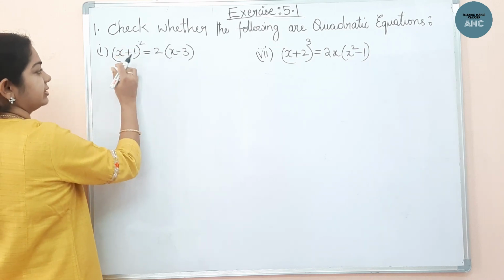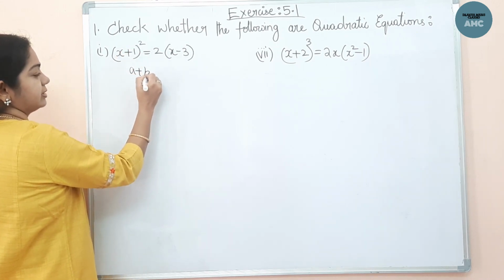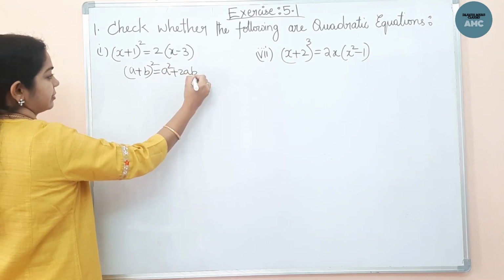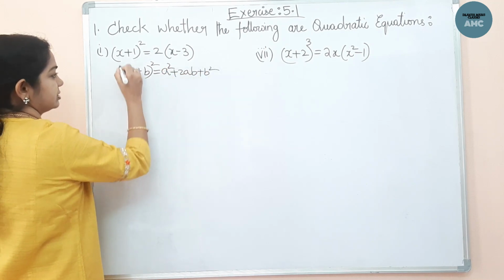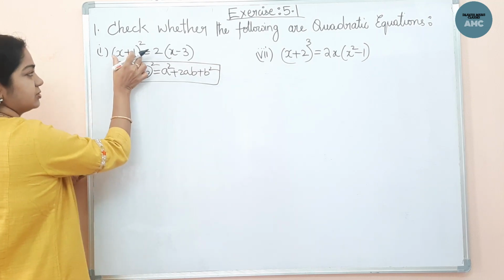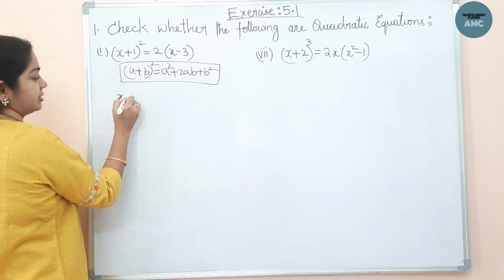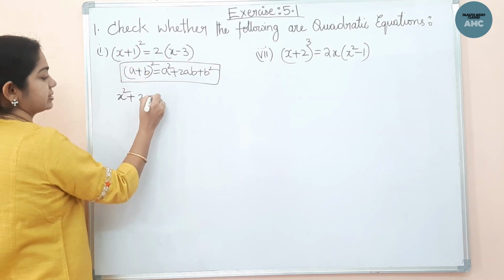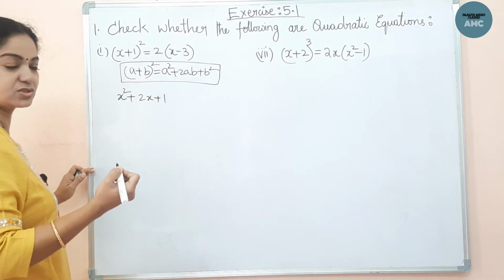Now I'll expand it here. a plus b whole square is a square plus 2ab plus b square. Okay? So this is an algebraic identity. So in this way I'll expand this. x square plus 2ab, 2 into x into 1, that is 2x, plus b square is 1 square, 1.